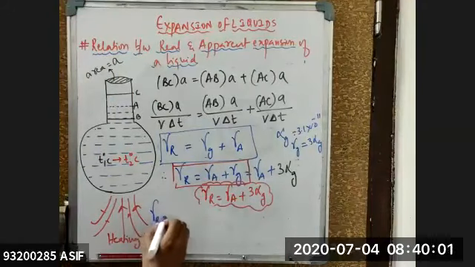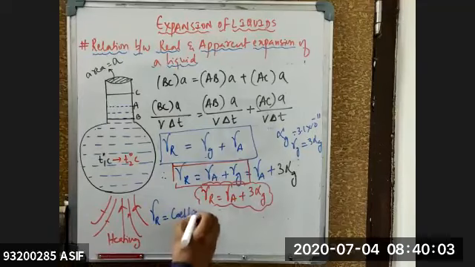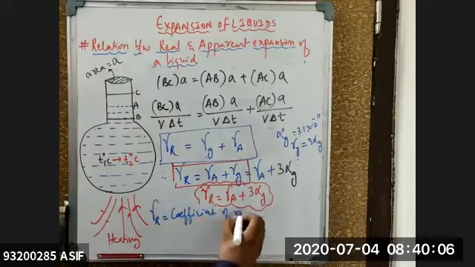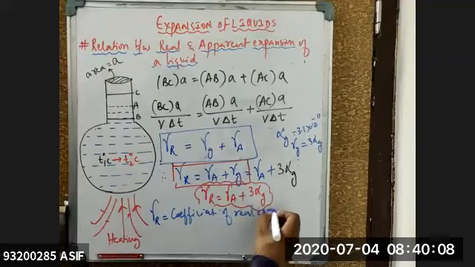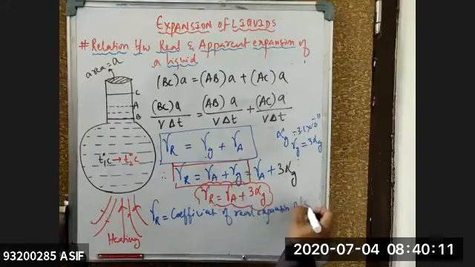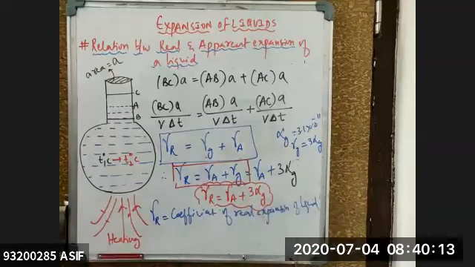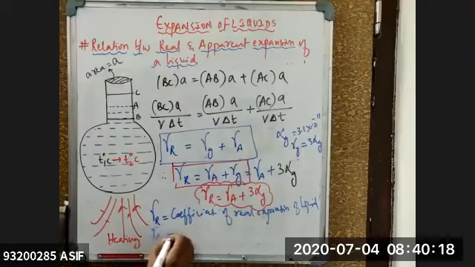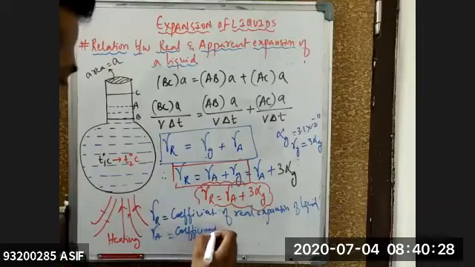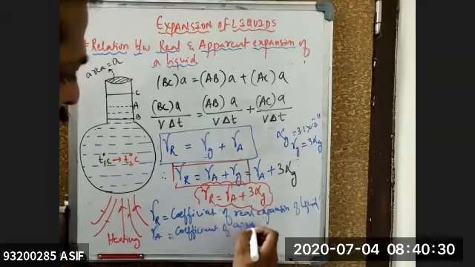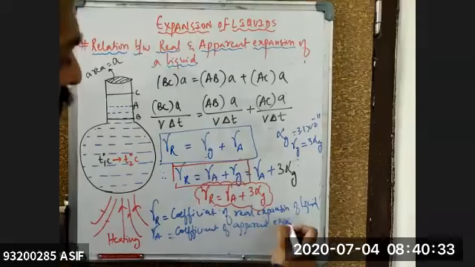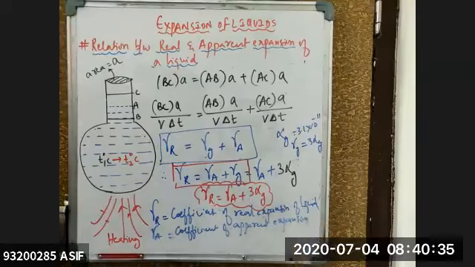Gamma R is the coefficient of real expansion of liquid. Same, gamma A is the coefficient of apparent expansion of liquid.